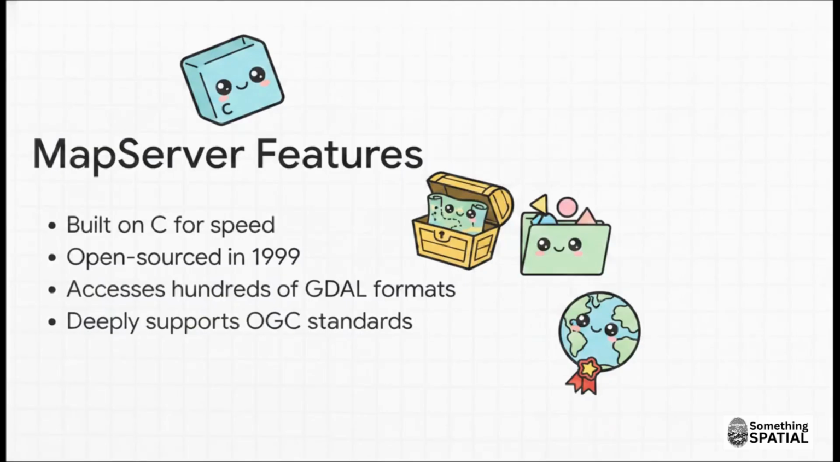Originally developed in the 90s by the University of Minnesota and NASA, MapServer is built on the C programming language to maximize rendering speed. Open-sourced in 1999, it accesses hundreds of formats through the GDAL translation library. What's fantastic is that it perfectly complements your commercial desktop software by deeply supporting OGC standards. These are basically universal rules that guarantee the spatial data you create can be seamlessly and openly shared across the web, regardless of what software the end user happens to be running.